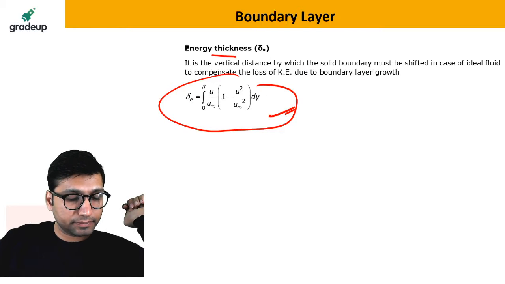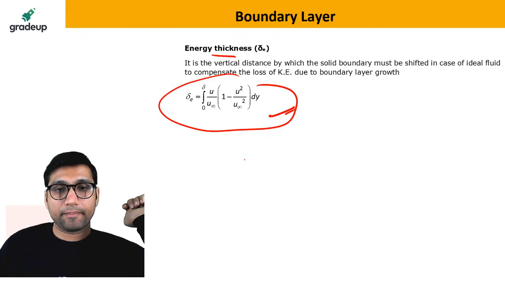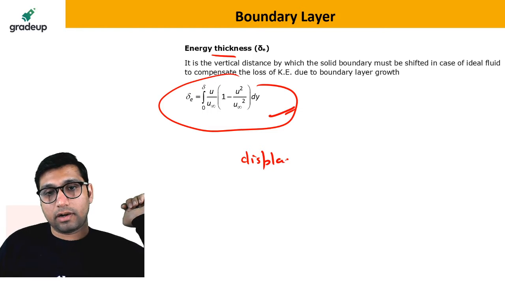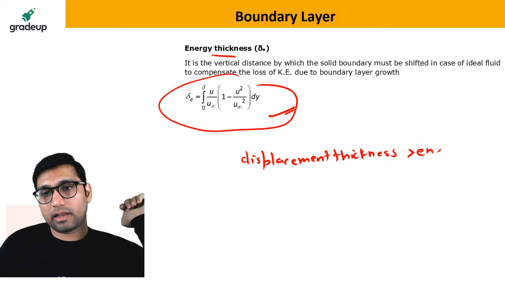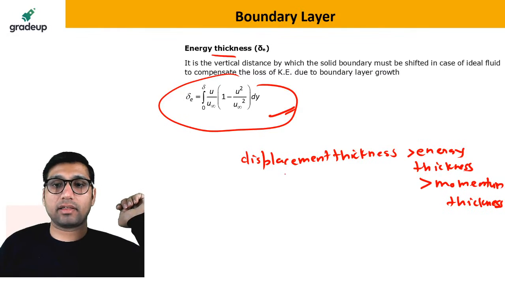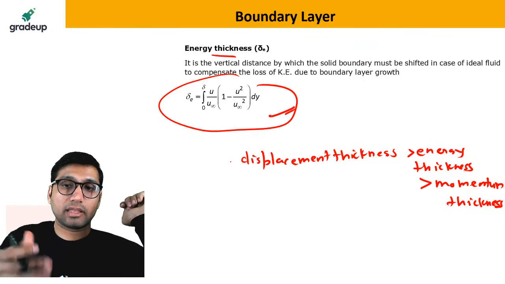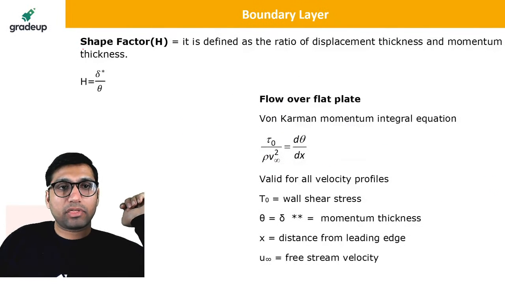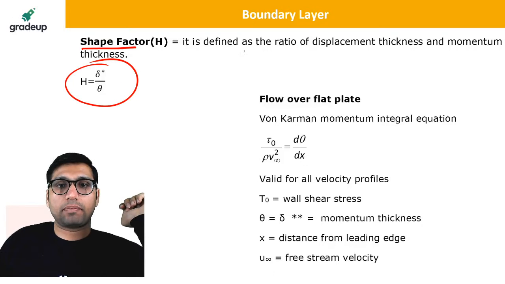Clear, everyone? One more important thing is that displacement thickness will be more than the energy thickness, and energy thickness will be more than the momentum thickness. So least will be the momentum thickness, maximum will be the displacement thickness, then energy thickness. Okay, this is how the thickness will vary. Now the next term is called shape factor. The ratio of displacement thickness divided by momentum thickness is called shape factor.